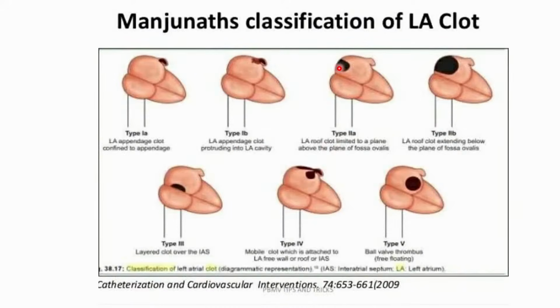2A is an LA roof clot, but restricted to above the plane of the fossa ovalis. 2B is an LA roof clot which is coming below the plane of the fossa ovalis. 3 is over the interatrial septum. 4 is a mobile clot attached anywhere in the body, but it is mobile. And 4 is also a ball valve thrombus. Ball valve thrombus is an indication for emergency surgery. You need to remember, also if there is an LA body clot which is mobile, there also we don't attempt any PTMC. 2B and above, PTMC is usually contraindicated. We have to give anticoagulation. So that's about mitral stenosis.